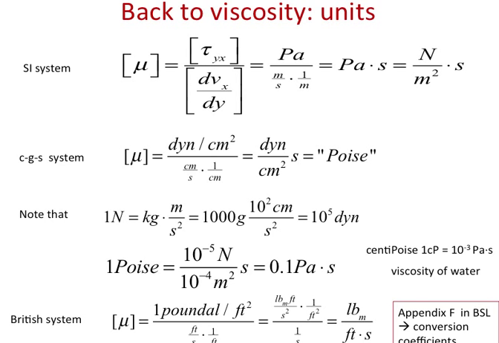Now, the British system, I'm totally in love with that one. 1 pound per foot squared. This is pound mass as opposed to pound force, right? Times foot over second squared, times 1 over foot second. So this is basically my stress, over feet over second times 1 over foot. So you will get pound mass over foot times second.